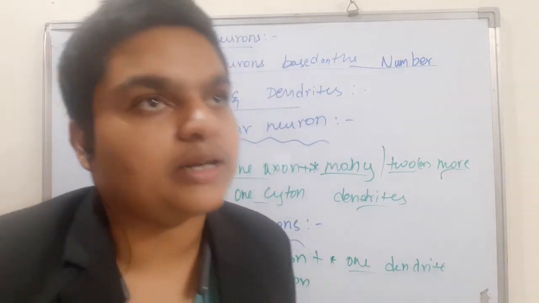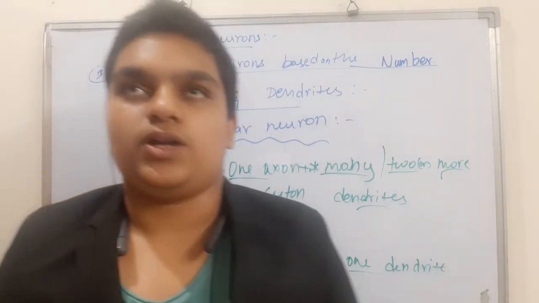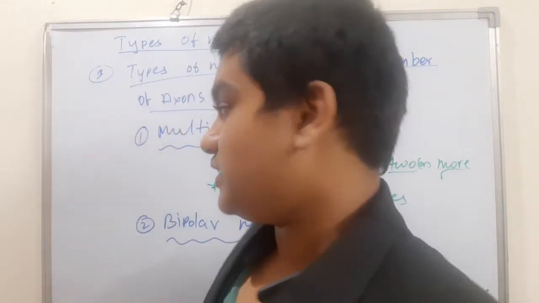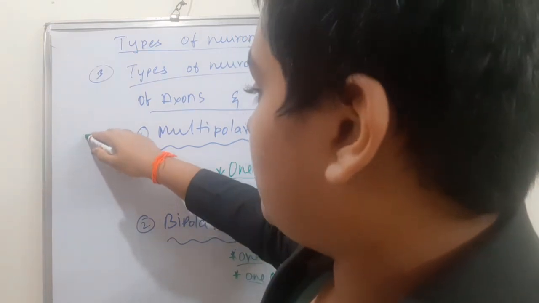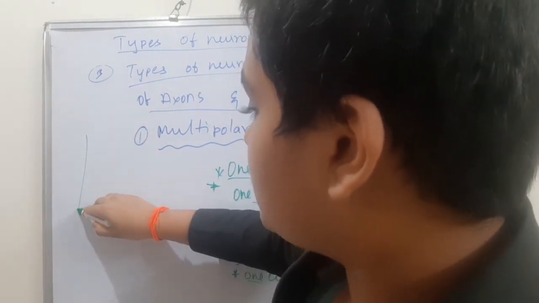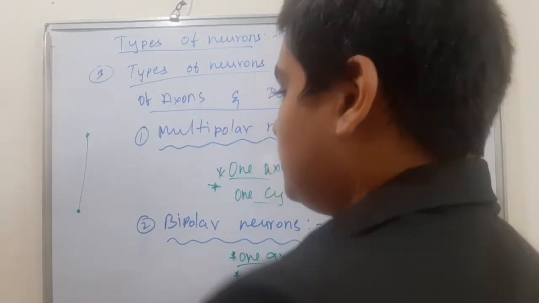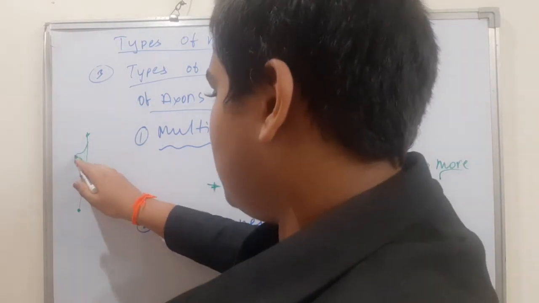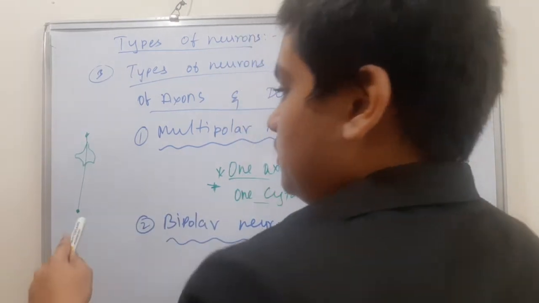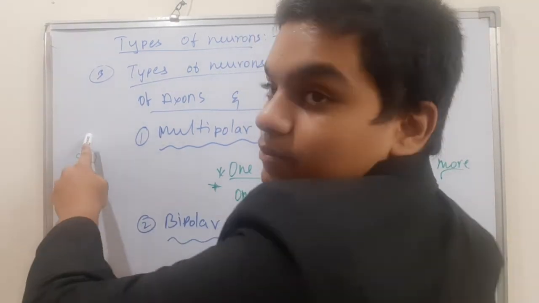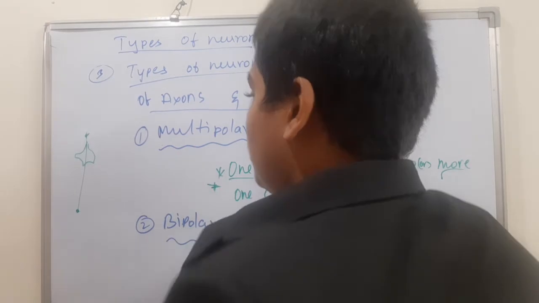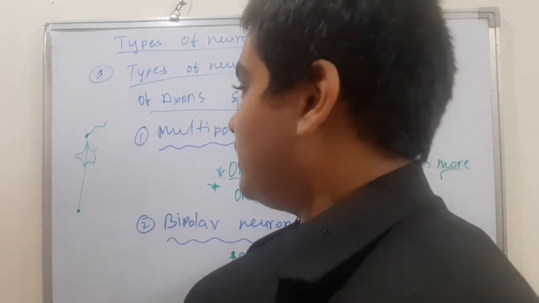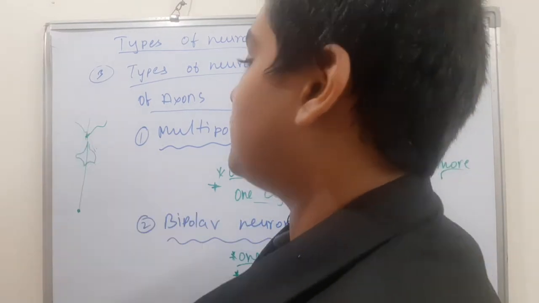Polar means, remember like this. Multipolar, if they have many poles, it means many terminals. See this one. This is one pole, this is one pole. If like this, there are two poles. From here, this is the cell body. So I am just telling you to remember. This is the cell body. This is one pole, the upper pole. From here, if only one dendrite arises, and these are the dendrite branches.